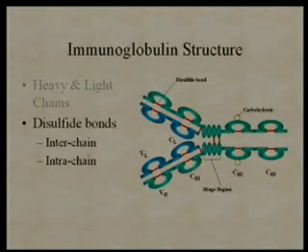Or you may have something like this, a disulfide bond holding the heavy and light chain together. So you had the interchain disulfide bonds. You also had intrachain disulfide bonds within the one protein chain. So within the heavy chain, you have a disulfide bond here and here and here and here. So you have interchain and intrachain disulfide bonds holding this 4-chain structure together.